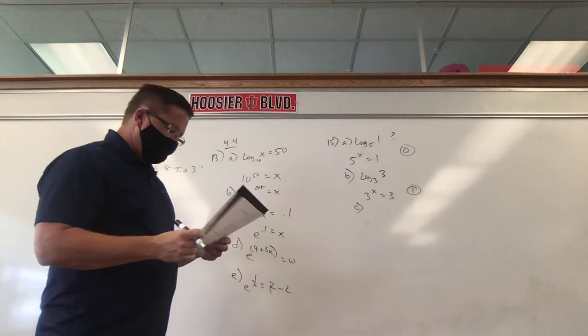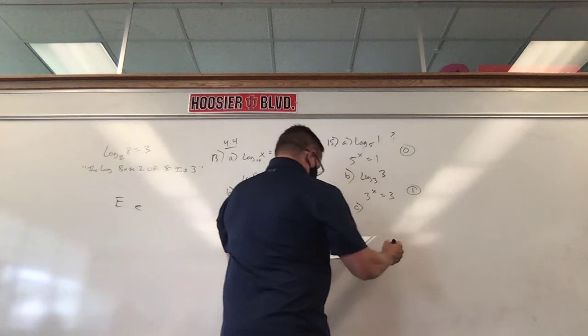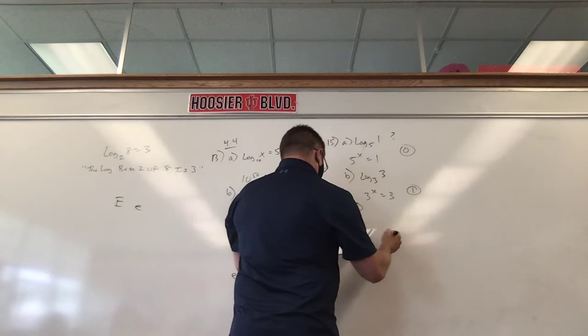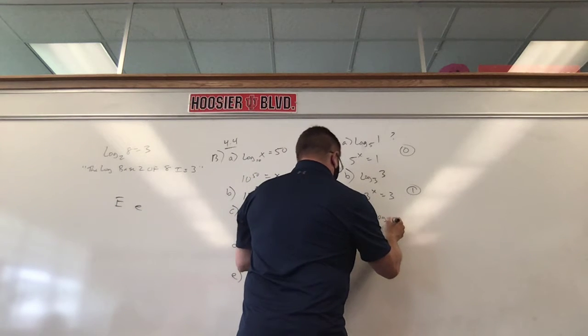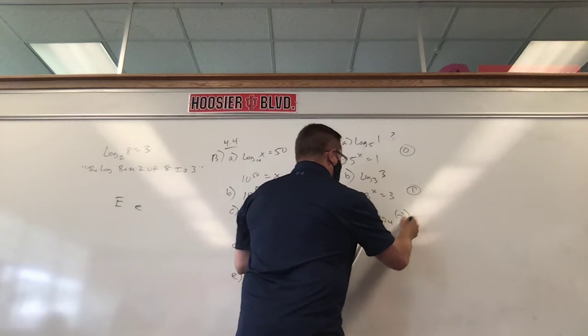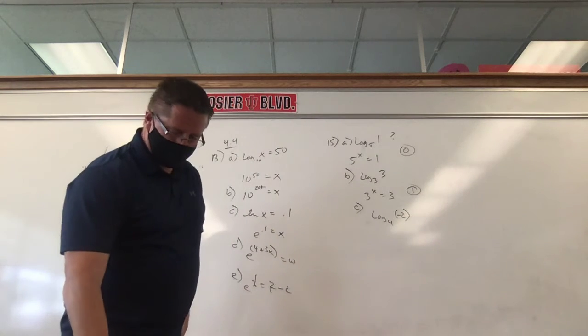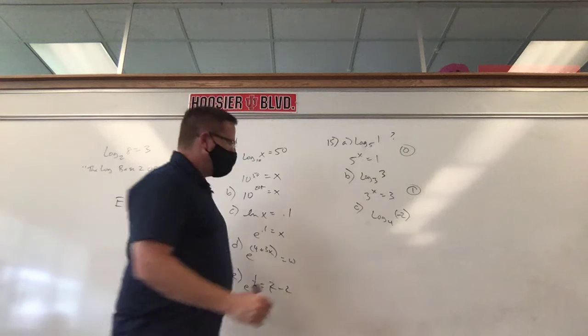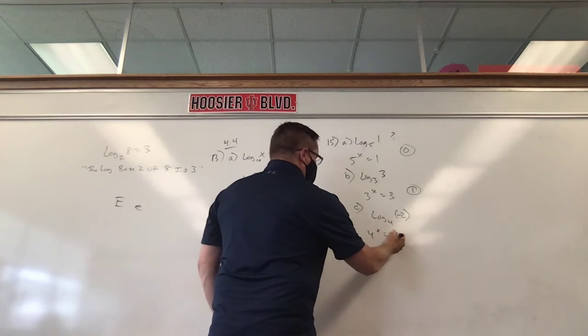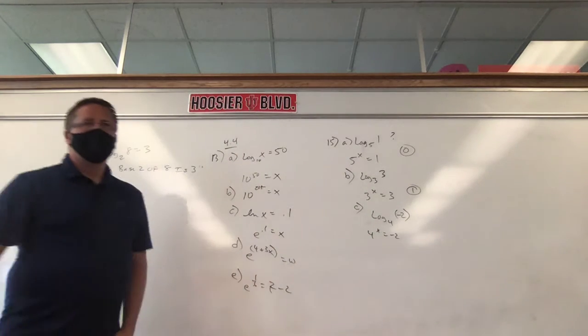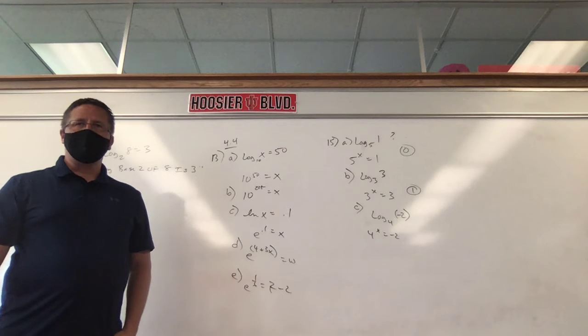C. This is a tricky one. Log base, oh wait, no it's not. We haven't talked about this yet. Log base 4 of negative 2. Okay, well, let's write it like this. 4 to what power is negative 2? That's a tricky one. We have not talked about this yet, okay?